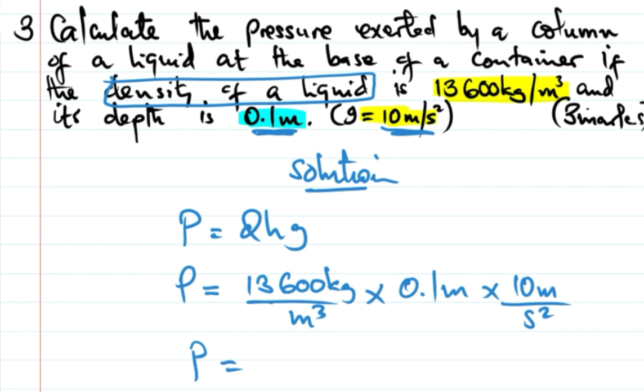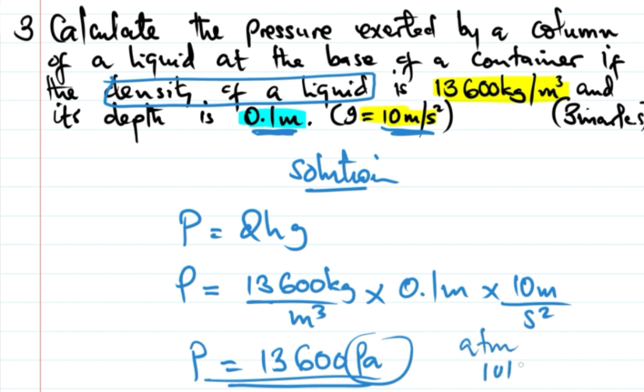So it's just a matter of playing with figures. We have 13,600 multiplied by 0.1. We should also multiply that one with 10. Answer: 13,600 pascals. 13,600 pascals.